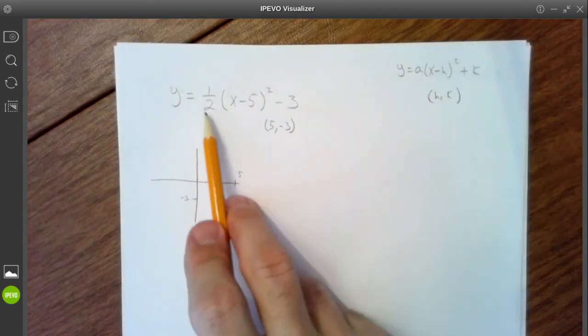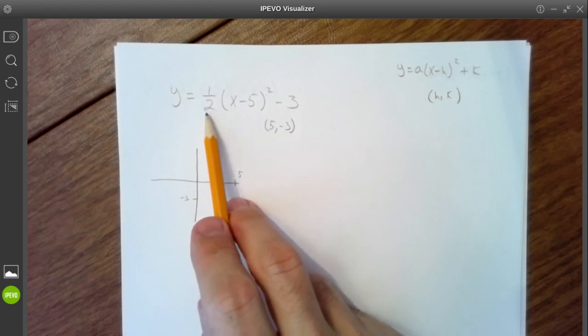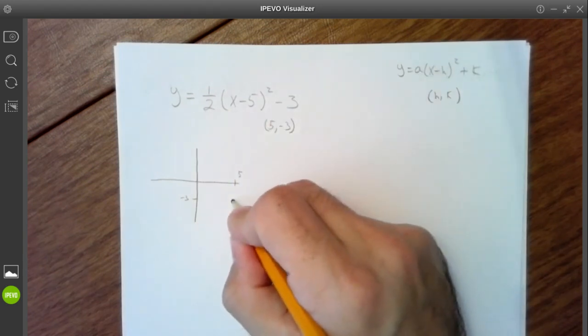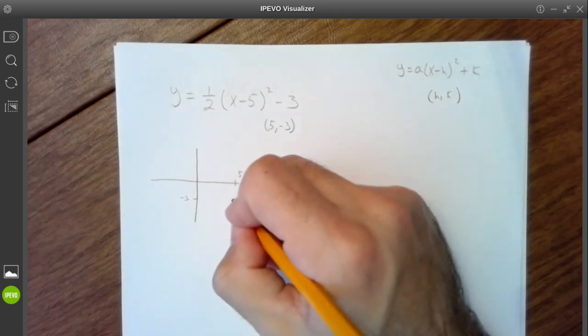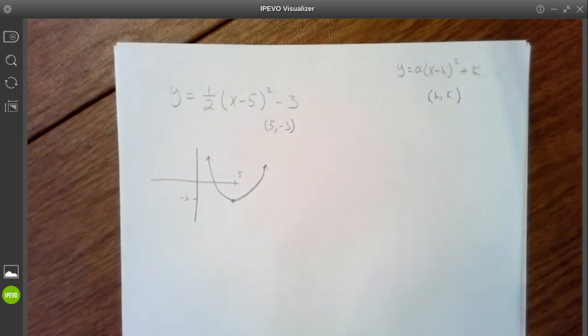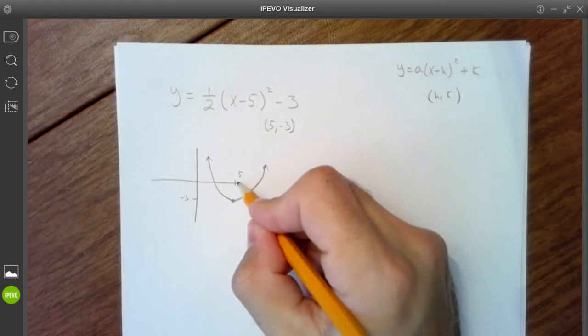And then the other piece of information is the 1/2. Because this is positive, because your A value is positive, I know that this function is going to be opening upward. I don't know how steep exactly it's going to open upward, but I know it's opening upward.